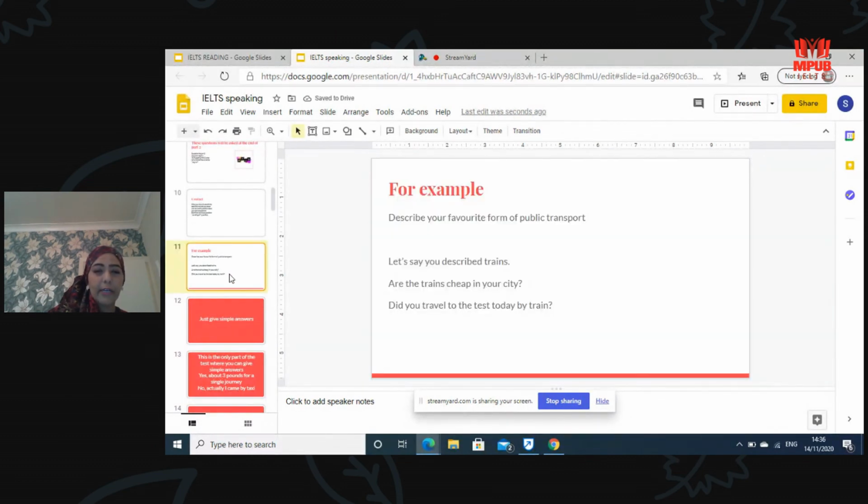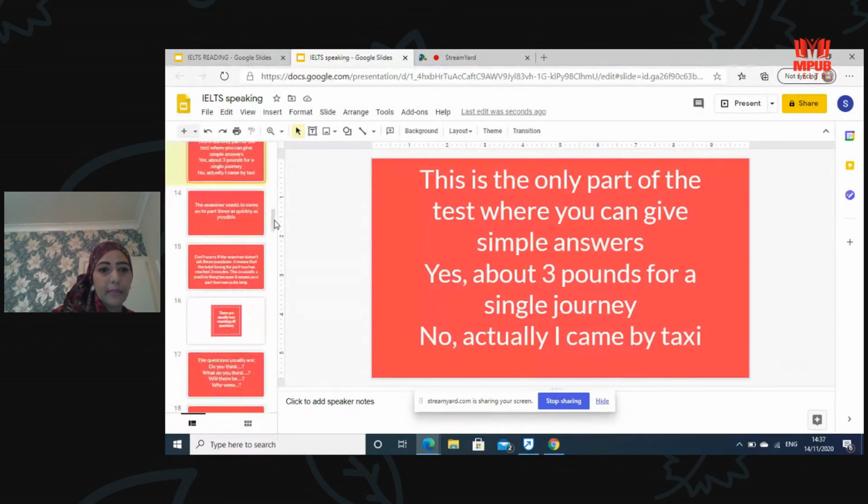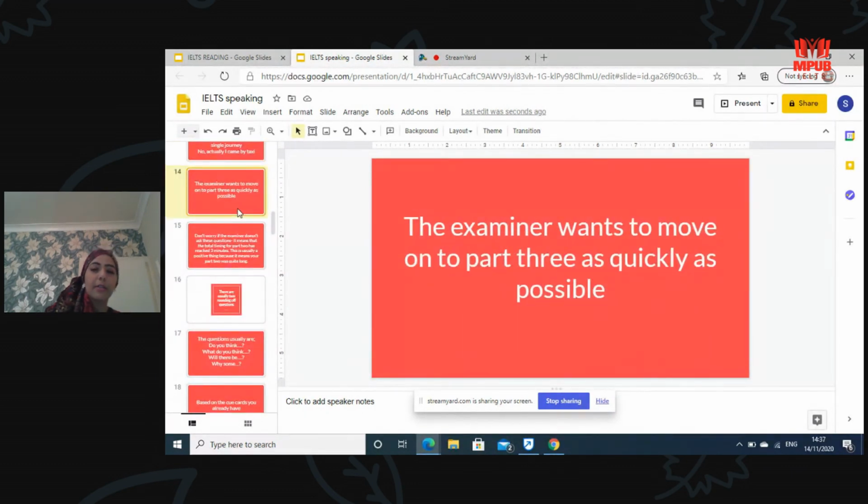And the second question, did you travel to the test today by train? Obviously you just give a simple answer: no, actually I came by taxi. Because the examiner wants to move on to part 3 as quickly as possible, you don't want to take a long time answering those questions. They just want you to round off the questions and give a simple answer.